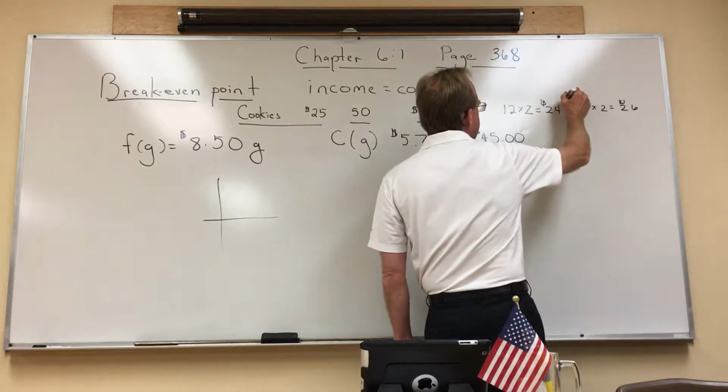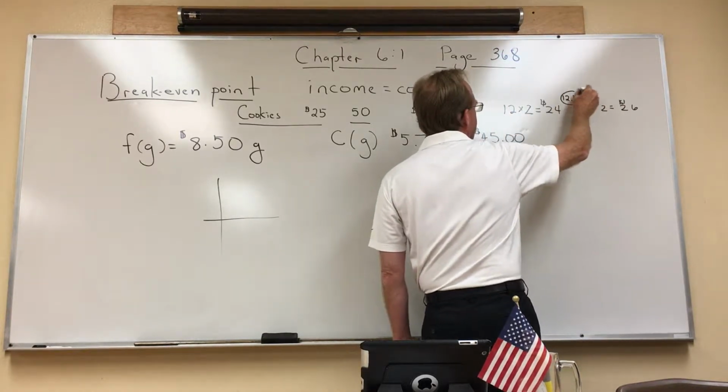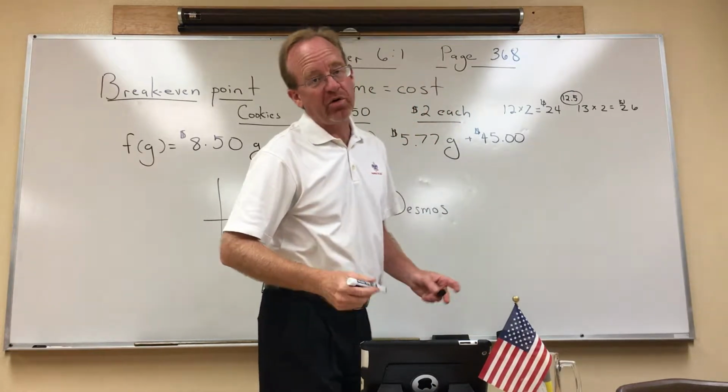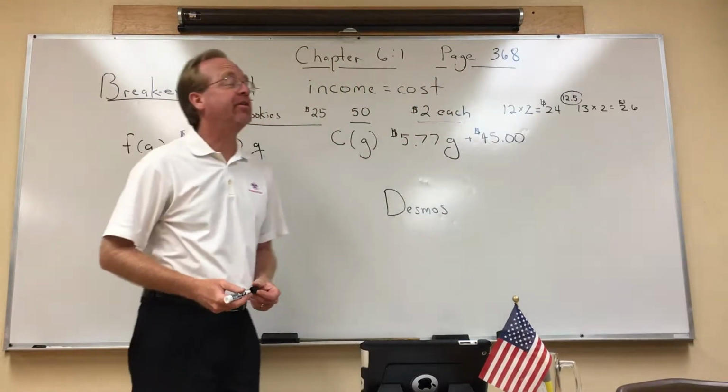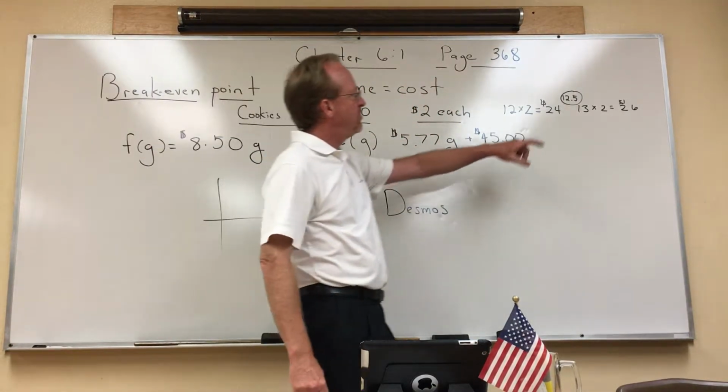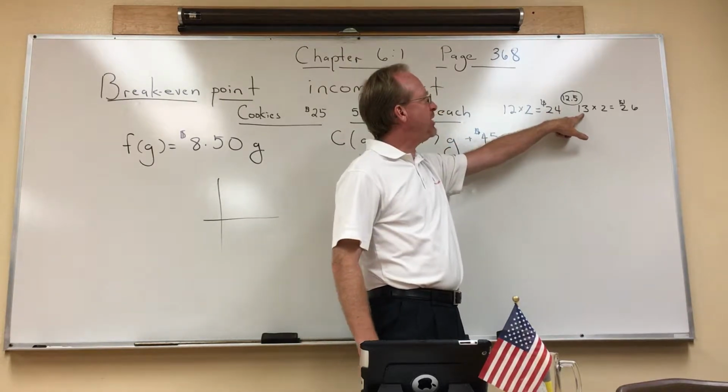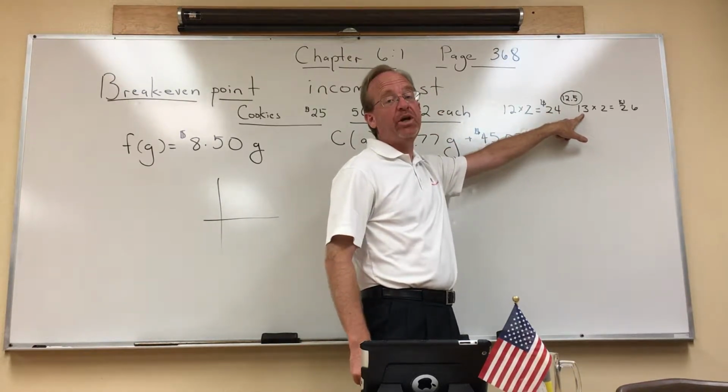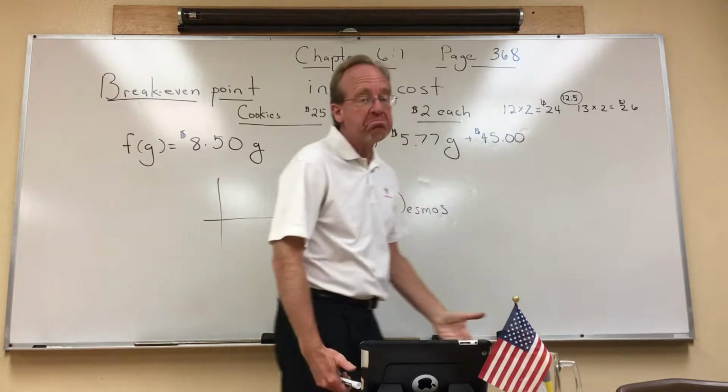So I guess the break-even point is somewhere in the middle, 12.5, although of course you wouldn't sell half a cookie to somebody. You're going to be just slightly past break-even when you sell 13 cookies, okay?